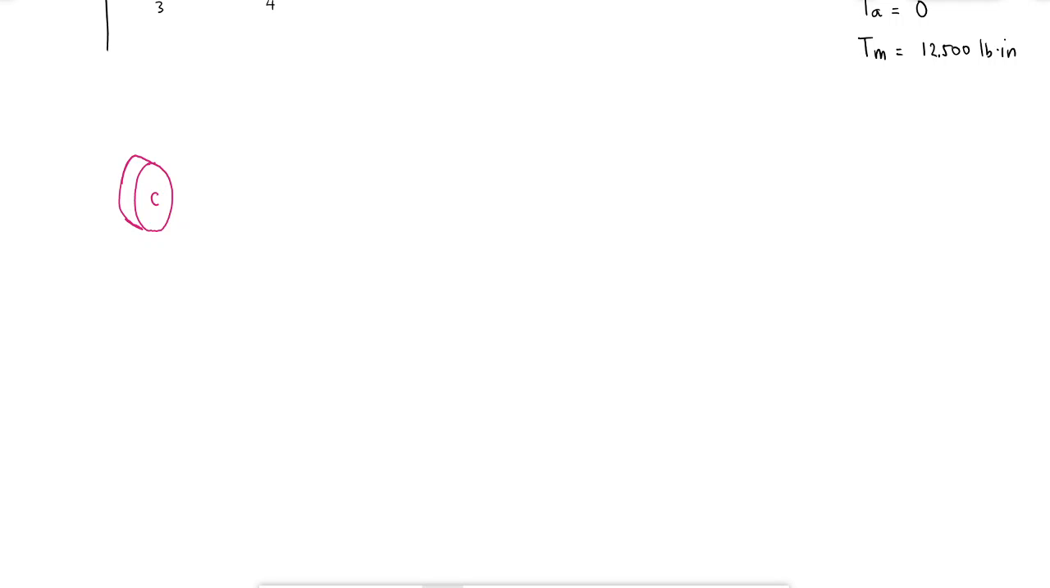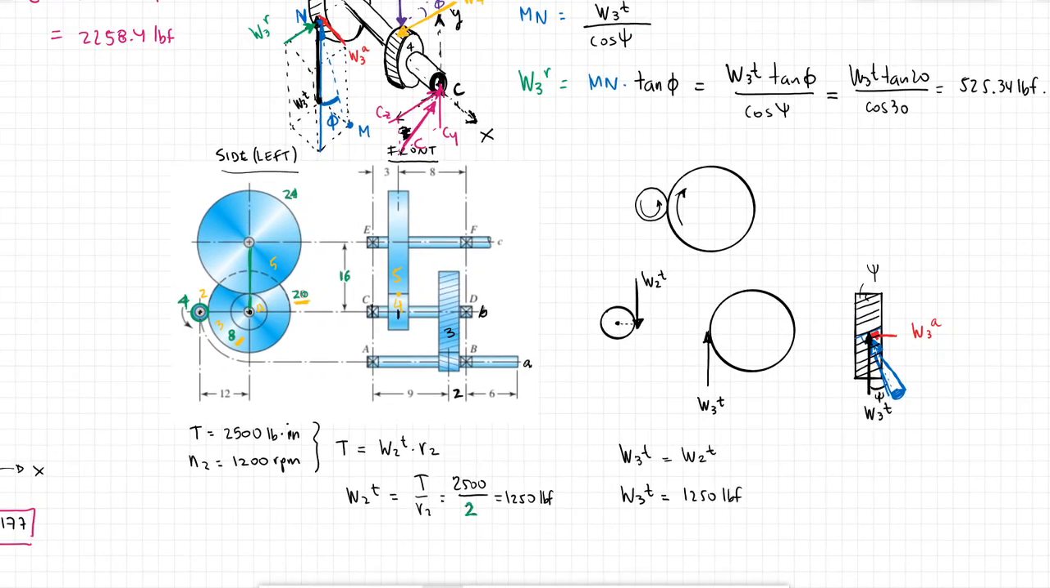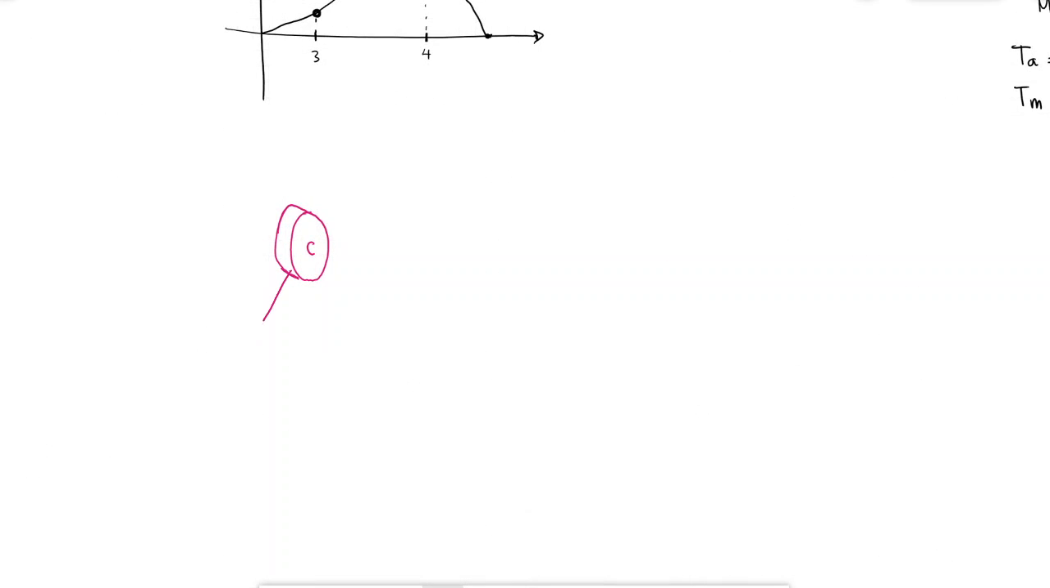C has a force that looks something like this, going into the center of the bearing, and is equal to 2258.4 pound force. This would be the radial force for this bearing.